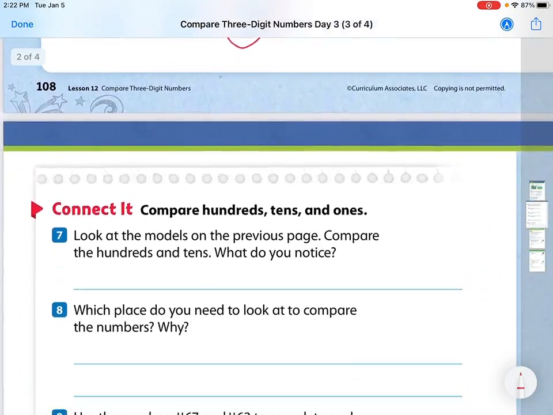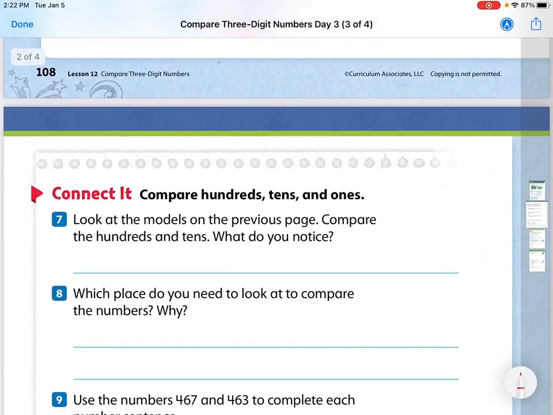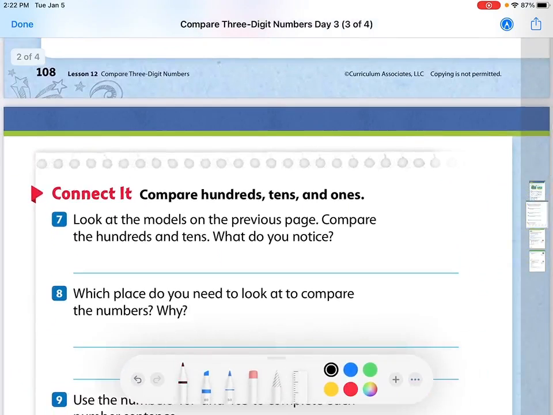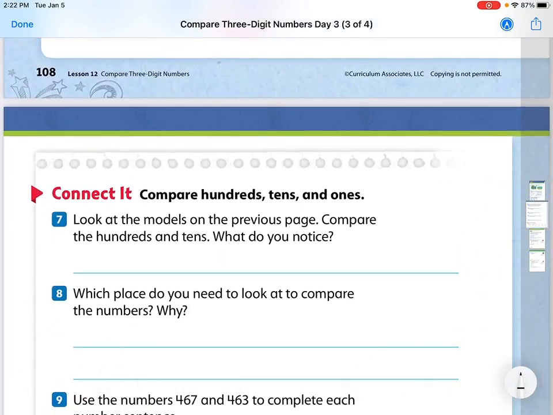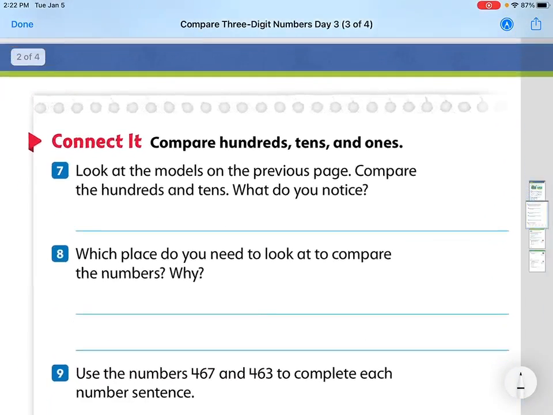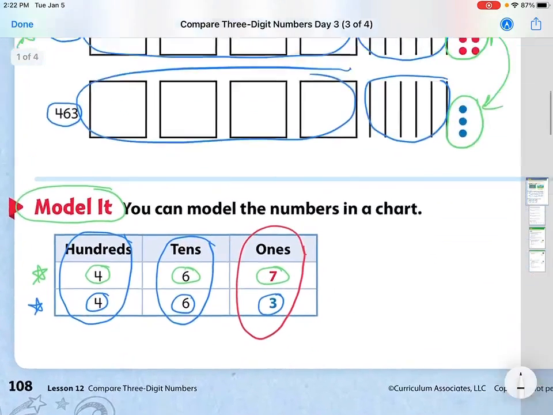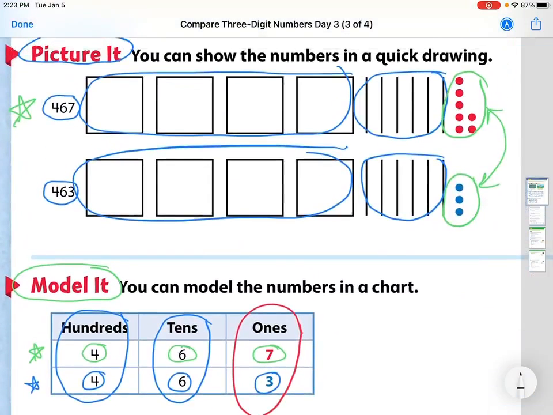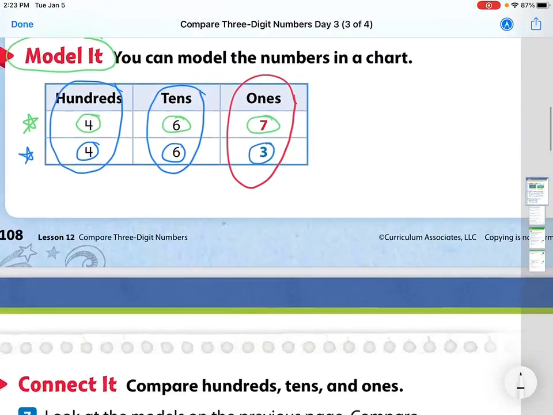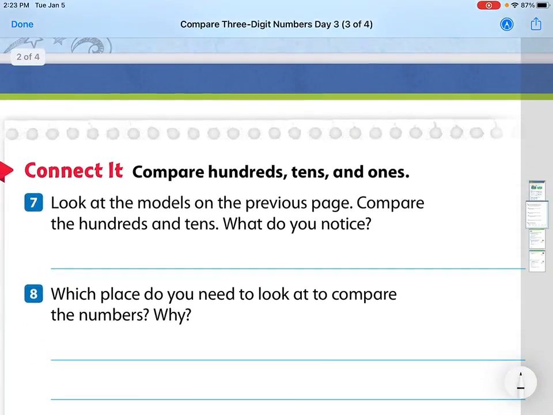All right, so let's move on to page 109. And here's where we're going to be writing some answers. Number 7 is saying, look at the models on the previous page. Compare the hundreds and tens. What do you notice? Well, we noticed that the hundreds and the tens are the same digit in both numbers. So that's what we're going to write.